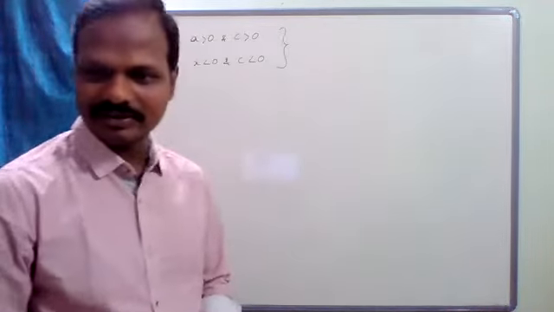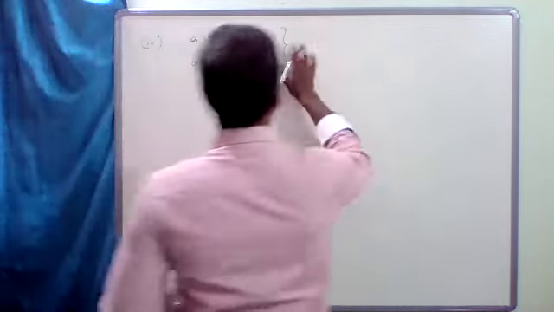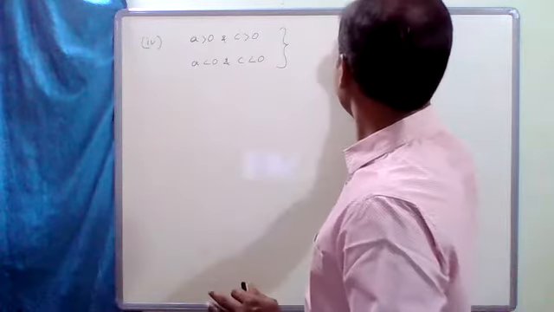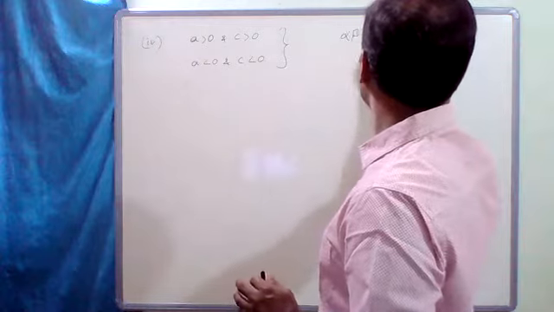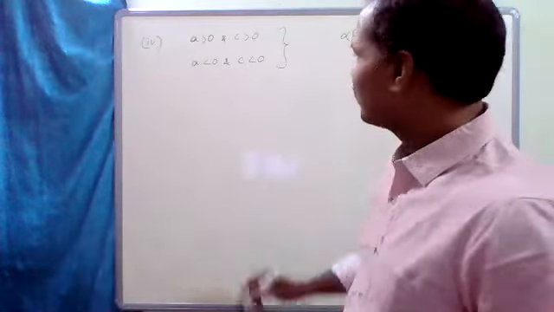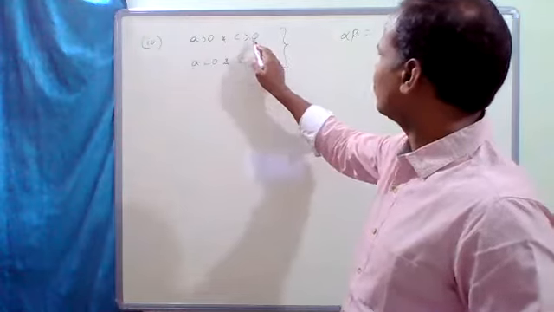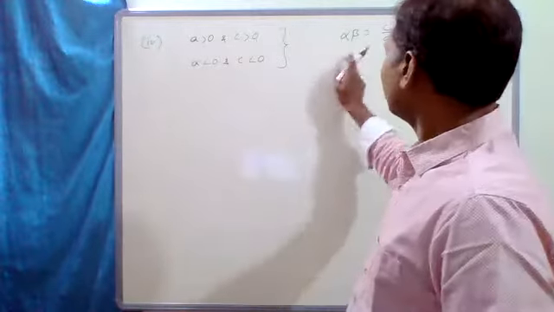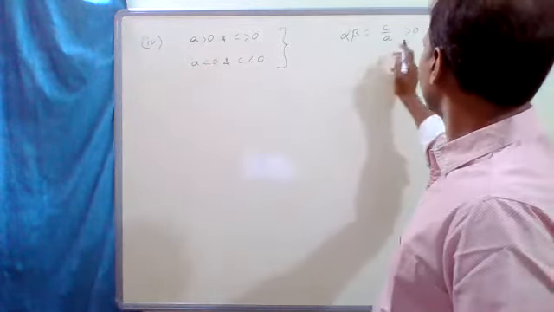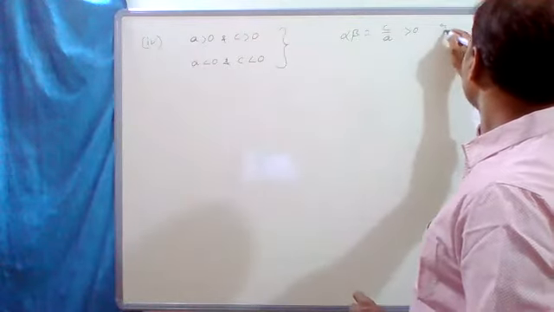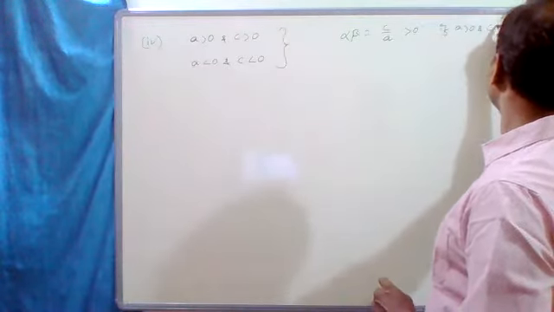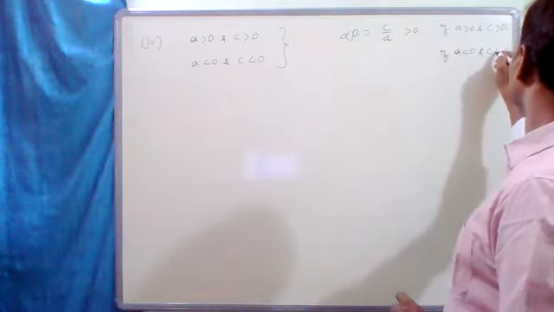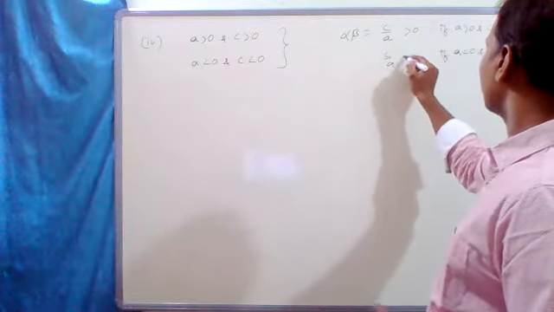So Uday Kiran, don't confuse. See, when A and C are given, you have to think about the product of the roots. Product of the roots alpha beta equal to C by A. If A greater than 0 and C greater than 0, then this is greater than 0. If A less than 0 and C less than 0, then also C by A is greater than 0.